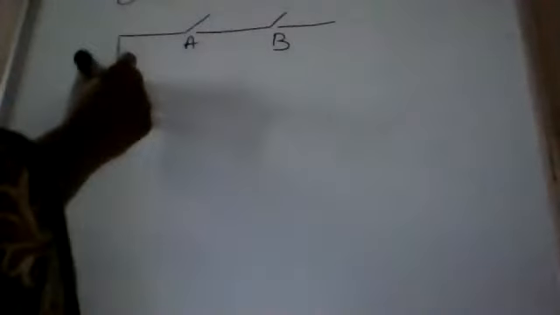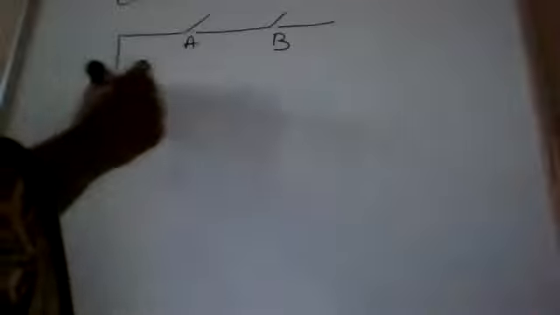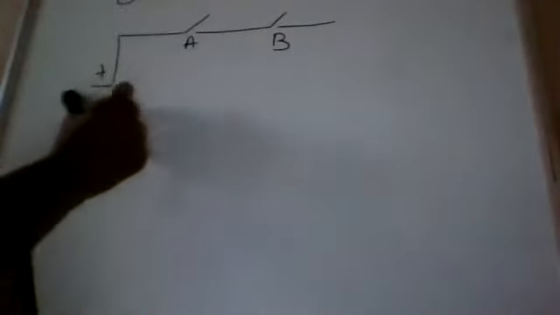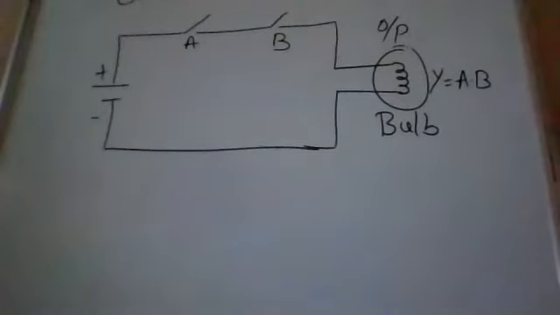Here A, here B, both are inputs. This is the battery. Here bulb is the output. This is the output. So what is the output in AND gate? Y equal to A dot B, when A comma B are inputs of the gate.